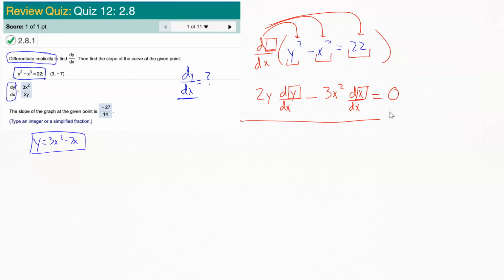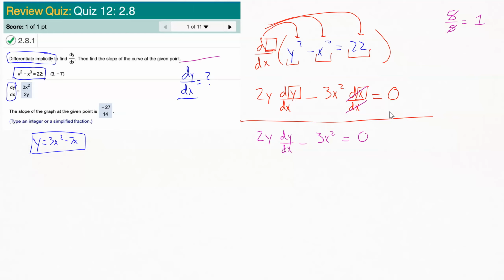At this point, I then do what I call a cleanup step. On these earlier ones, there's not a lot to do, but it's still worth doing. We get 2y dy dx, nothing happened there, and then we get minus 3x squared, and dx over dx cancels out. It's really like having 5 divided by 5. The 5s cancel each other out, and you're really looking at a 1 right there. So the dx's cancel each other out, and that's all still set equal to 0.